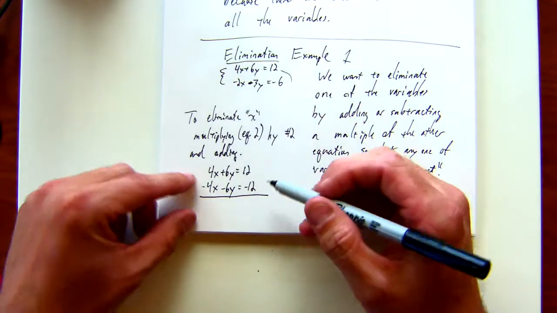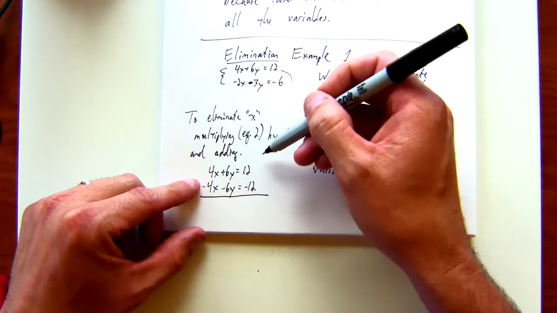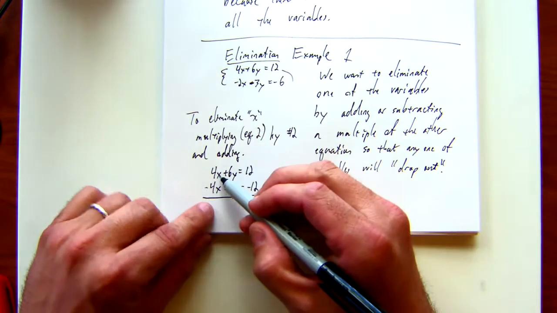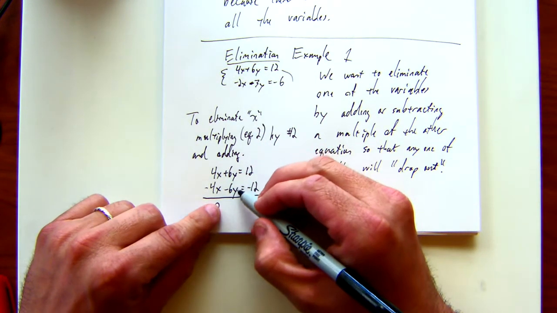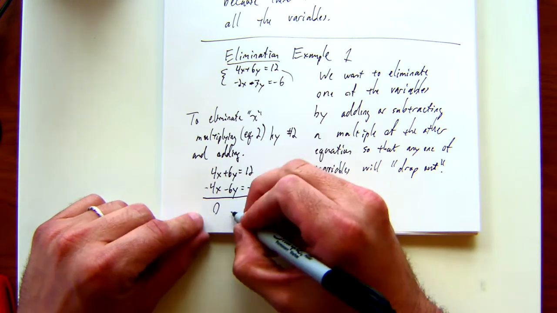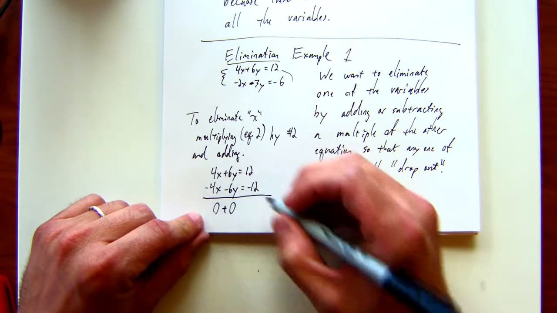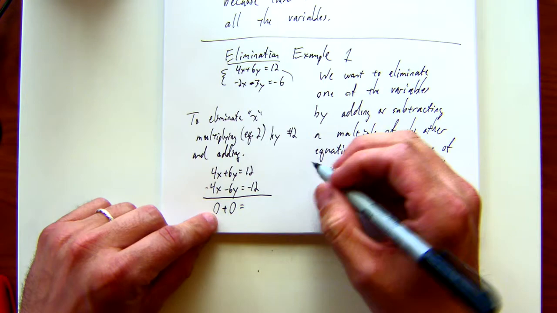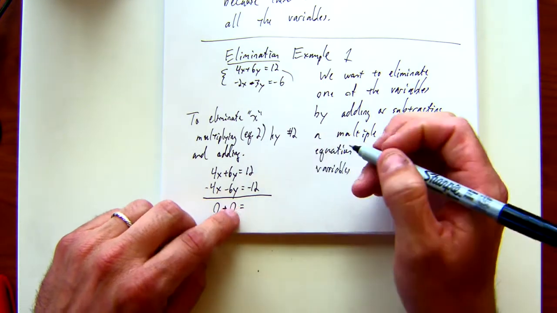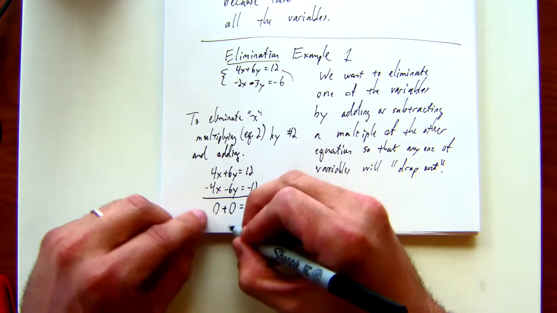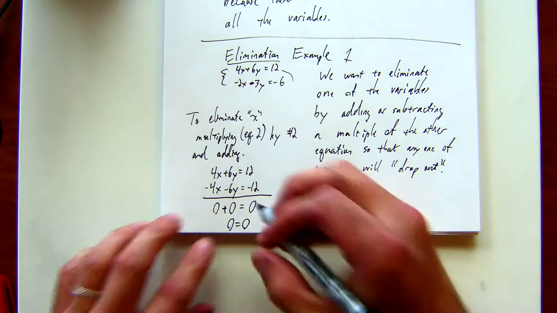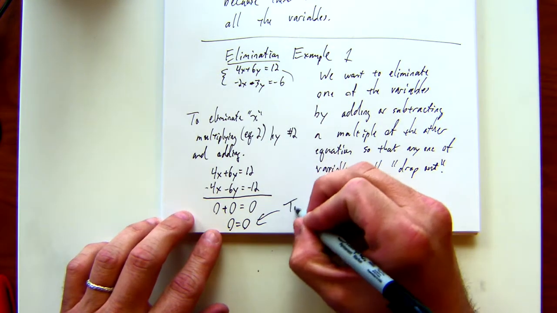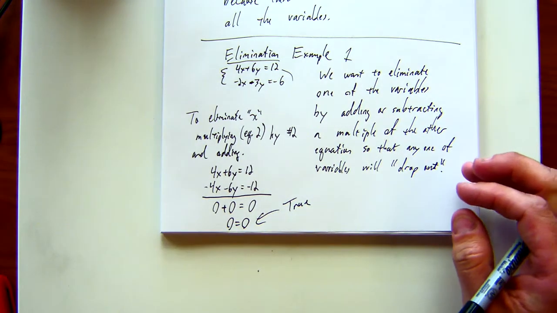So when I add an equation, I add the left-hand side and the right-hand side. What's 4x minus 4x? What's 6y minus 6y? Plus 0, 0 plus 0. Bring your equals down. What's 12 minus 12? 0. So we have the equation 0 equals 0. Is this true? So this is true. What do you think that means?